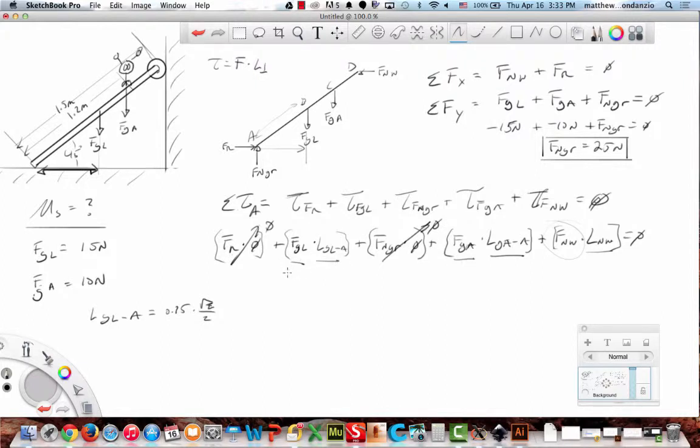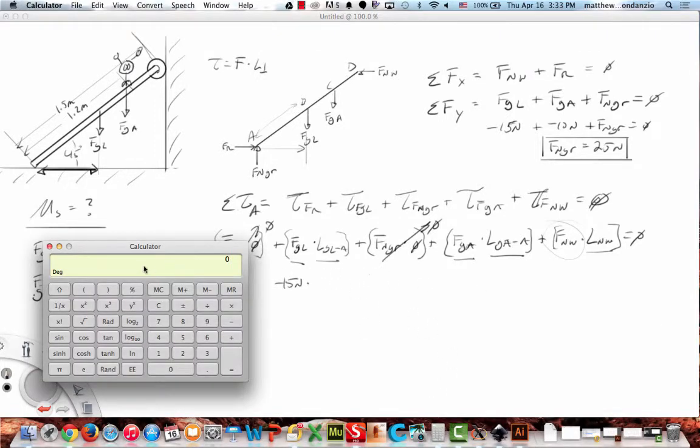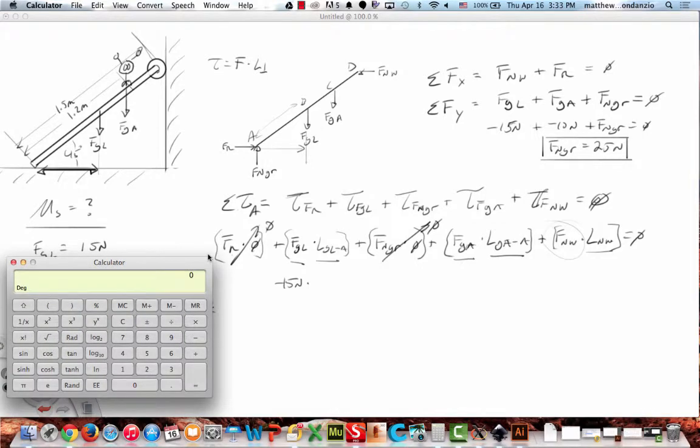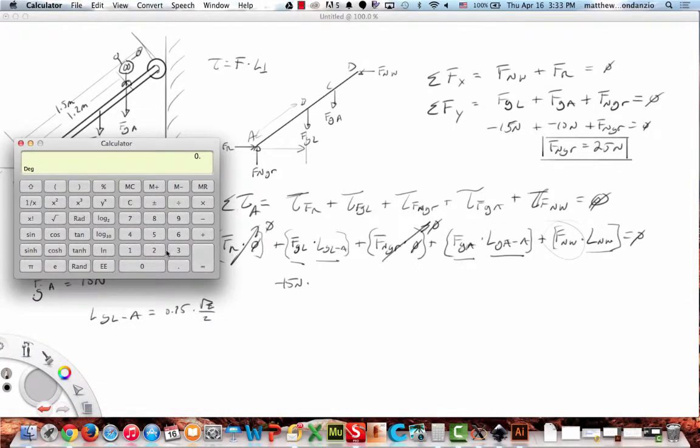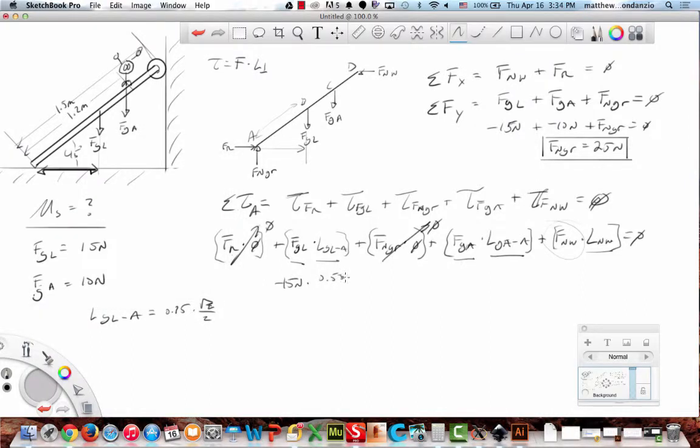What's my FGL value, by the way? 15 newtons. So it's negative 15 newtons times... Guys, did you do this problem or not? Pull out your notes so we're making sure we're there. So it's 0.7. Someone give me the number. It's 45 cosine times 0.75, right? So it's 0.53 meters. All right, keep that out, Devesh.